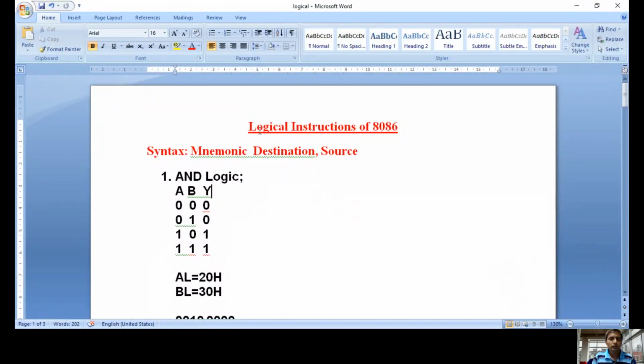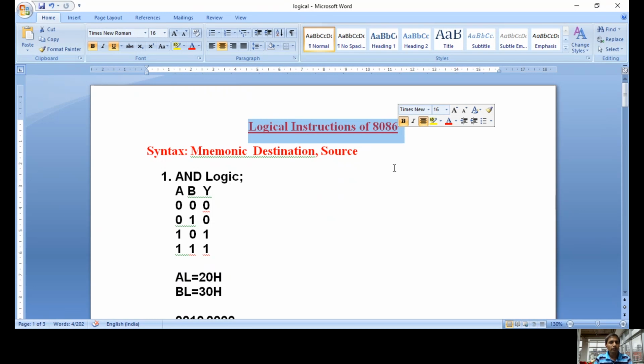Okay, hi friends. In this particular video, I will give you a brief idea about logical instructions of 8086. Let us see what the various logical instructions are. We have many logical instructions. For writing any assembly language program, we need logical instructions, which are equally important in addition to arithmetic as well as data transfer instructions. The general syntax for logical instructions is also mnemonic, destination, comma, source.